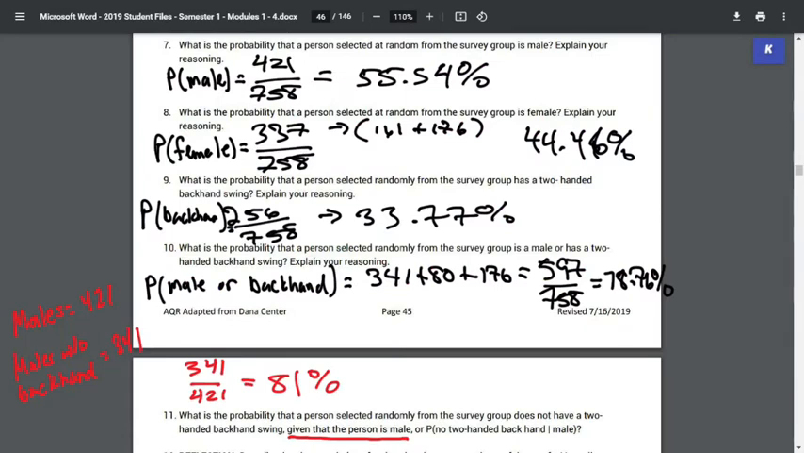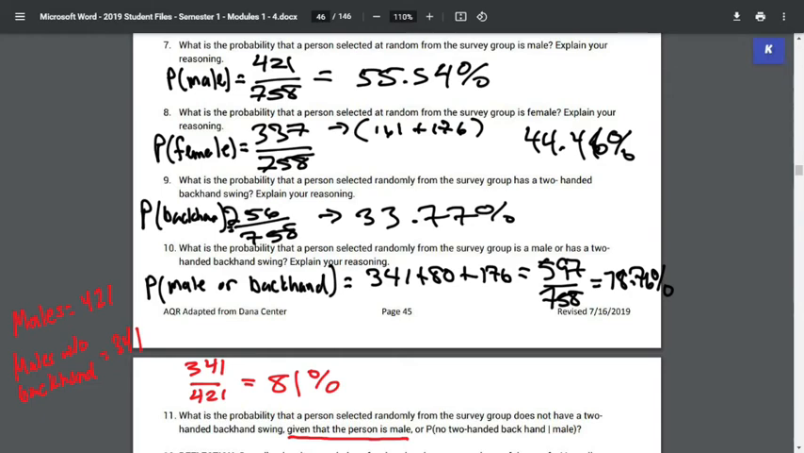All right, so here are our answers to these problems. Number 1 was just asking the probability of us picking a male. That one's given to us, the total number of males, which was 421. So we just divide that by our sample space and round correctly.